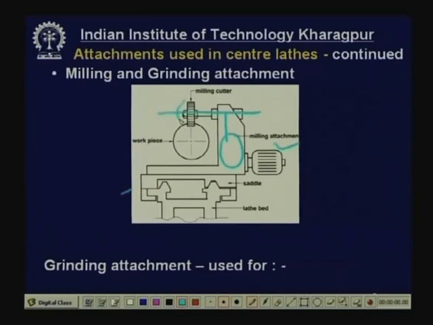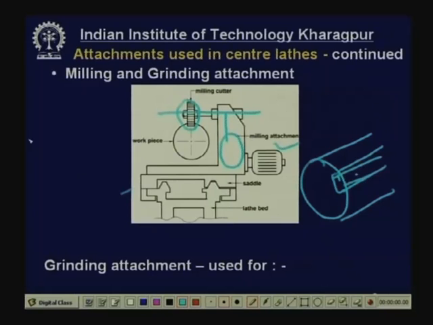On the spindle, there is a milling cutter, and this is the job. It is a cross section of the job, a rod which is supported between the centers or chuck in a lathe, perpendicular to this axis. Now, when this saddle moves along the bed, then this cutter will also move and produce a slot like this. Suppose this is the rod, it will produce a slot here, like this.